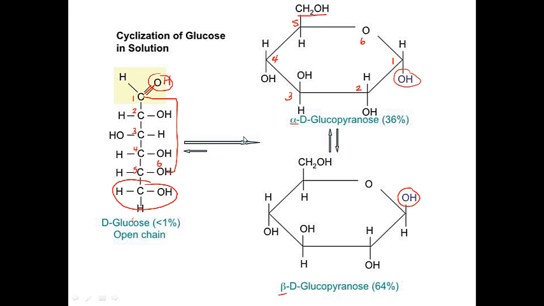The surprising thing is, though, that the open chain form of glucose is less than 1%, and the other 99% is in its cyclic form. So if you dissolve glucose in water, you're going to have almost all of the molecules in the cyclic hemi-acetal forms. And that'll become important towards the end of the lecture.